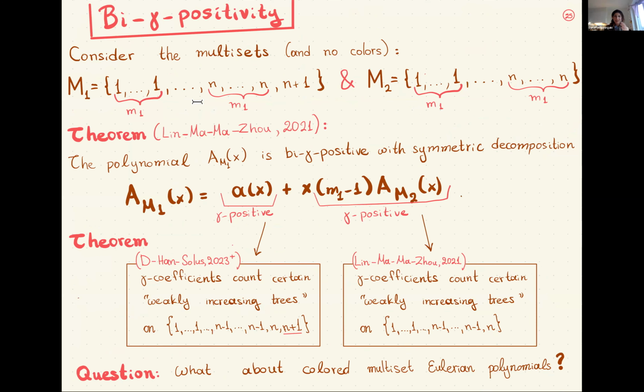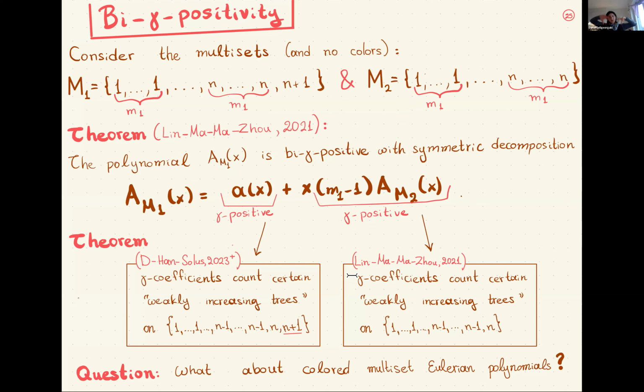So this is just some specialization for those interested. If I select a multiset, a particular one where everything has the same number of copies, and I attach n+1 to the end, and then I also consider the multiset without the n+1 attached, so the regular multiset with everything the same multiplicity, then this polynomial turns out to be bi-gamma positive, so there's a proof of that. And in fact, that's what Lin, Ma, and Zhu proved.